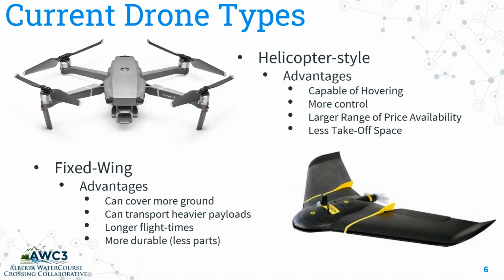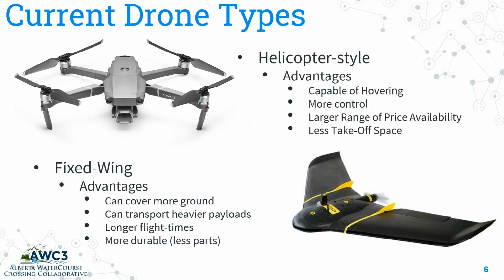So first, let's talk about the current drone types. Essentially, there are two different types of drones. There's the helicopter style, which most people think of when we talk about drones. And then there is the fixed wing or the airplane style. And so the helicopter style comes in different types. They're usually quadcopters, hexacopters, octocopters, and that's just how many props or blades are being used to support the drone.